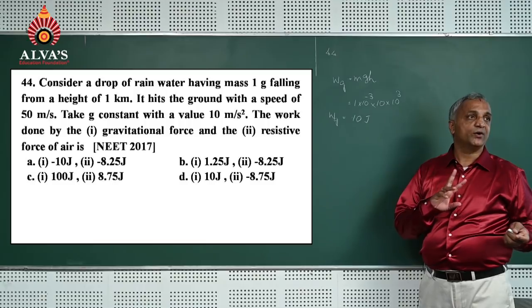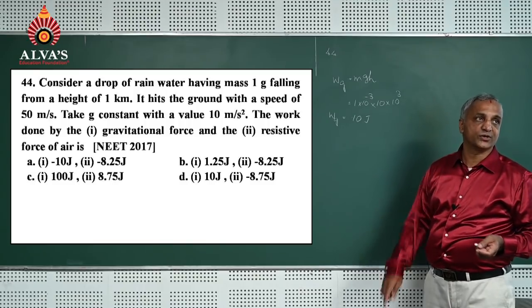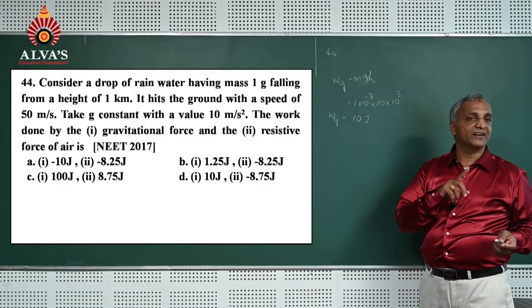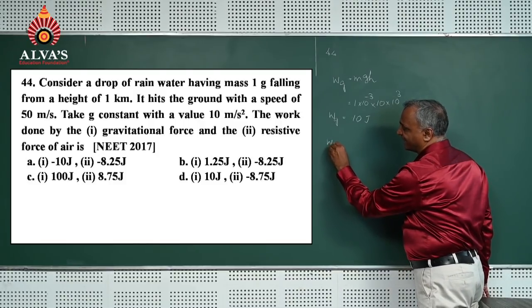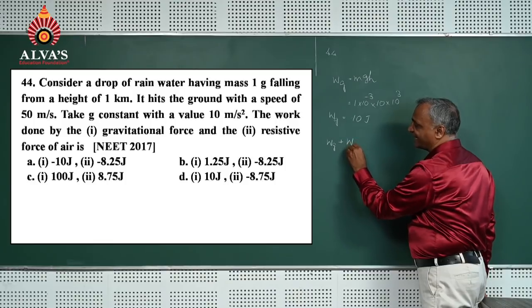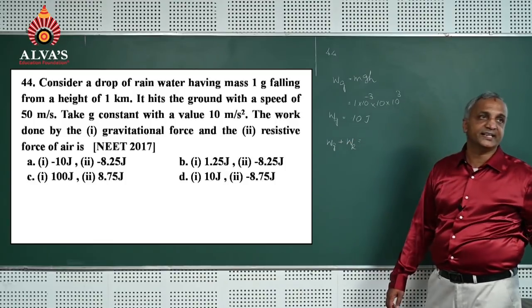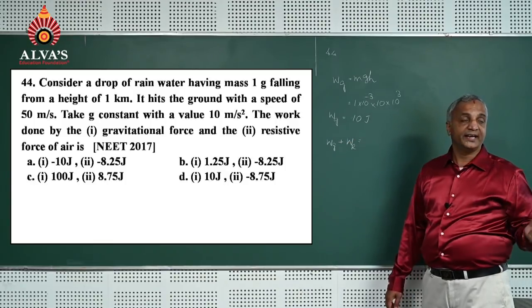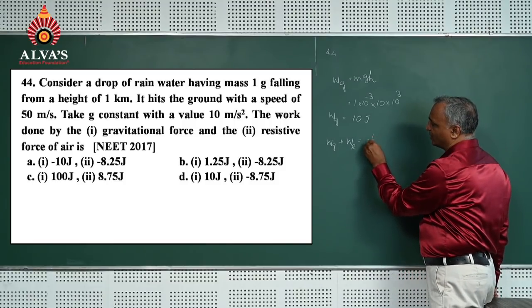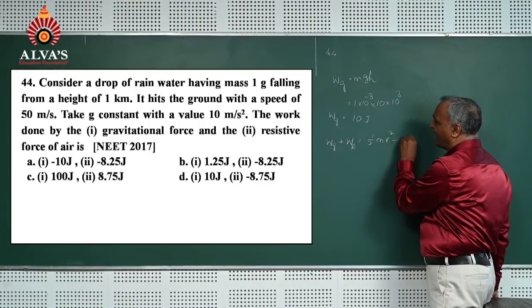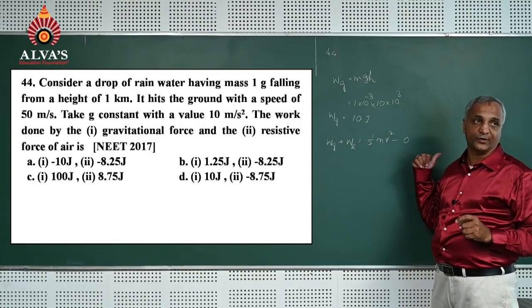But we can find out what is the work done by the resistive force also, because the final velocity is given. And so total work done, that is work done by the gravity plus work done by the resistive force, is equal to change in the kinetic energy. So it hits the ground with the velocity 50 meter per second is given. So this is equal to half mv square, and initial velocity, it is 0 itself.